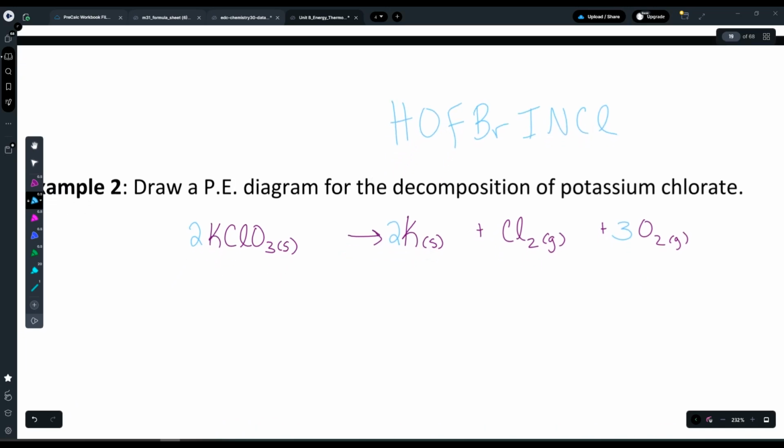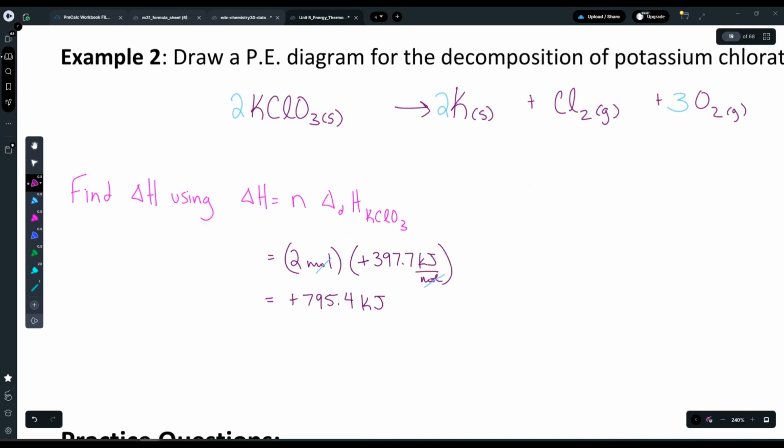Okay, so now at this point, I need to calculate my change in enthalpy so I can go from a balanced chemical equation to a thermochemical equation. All right, so now I've found my change in enthalpy using this equation.